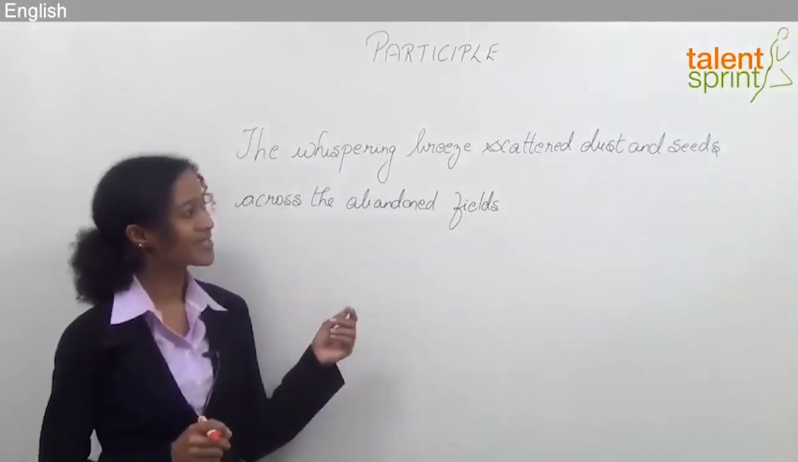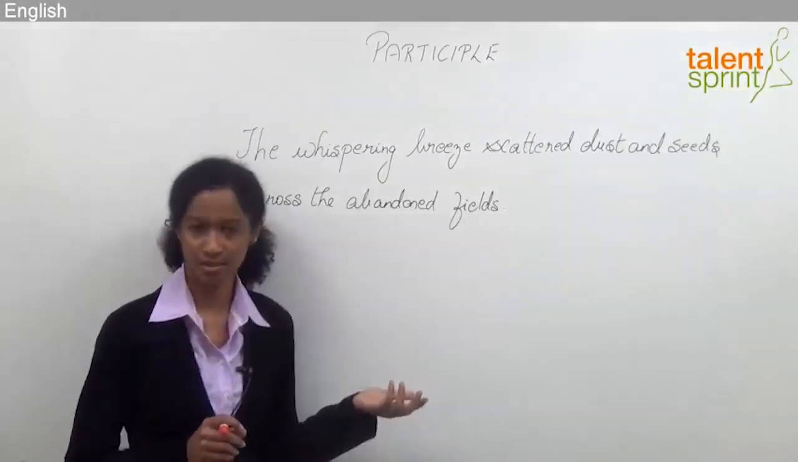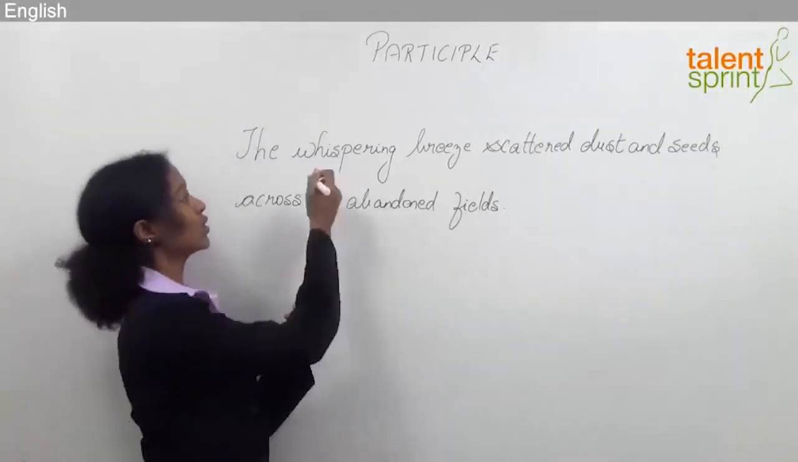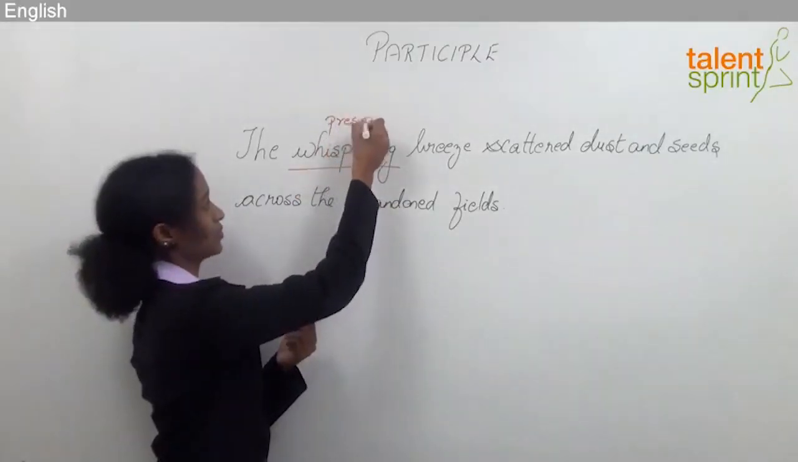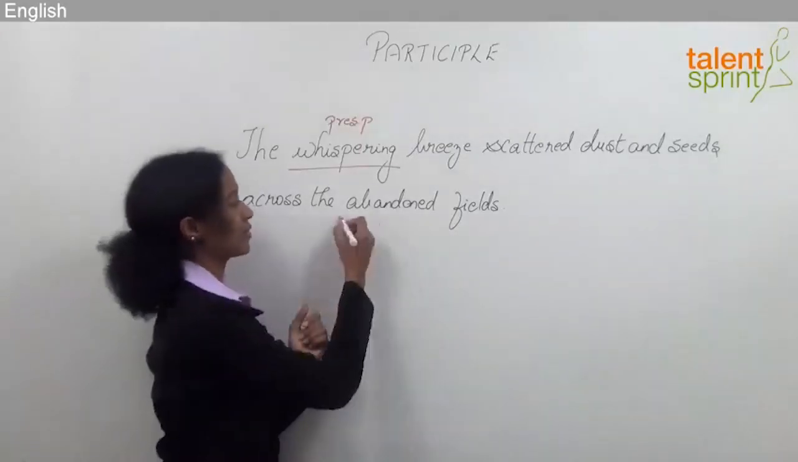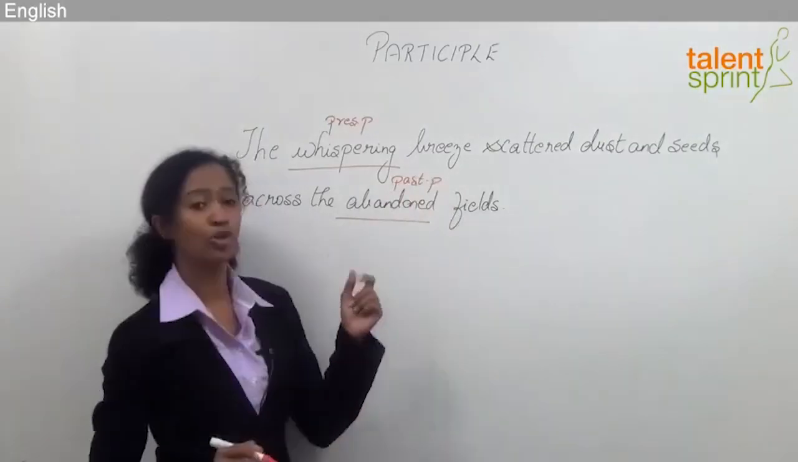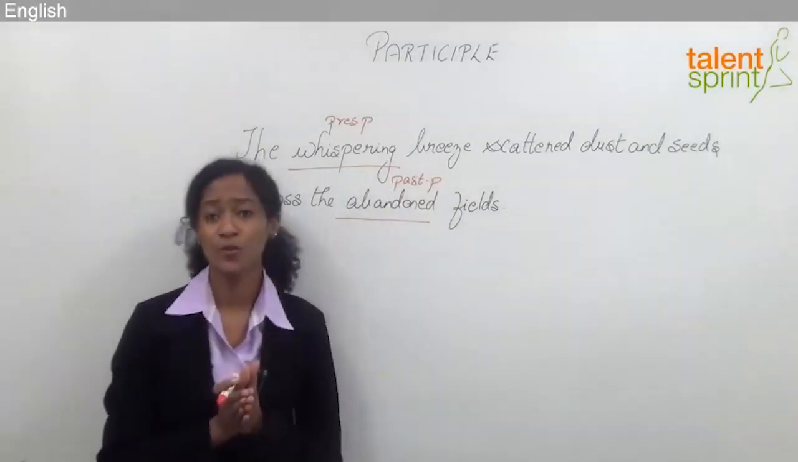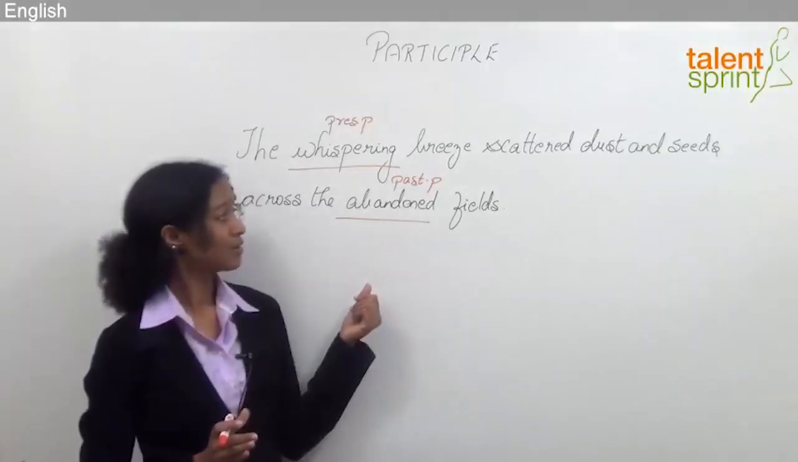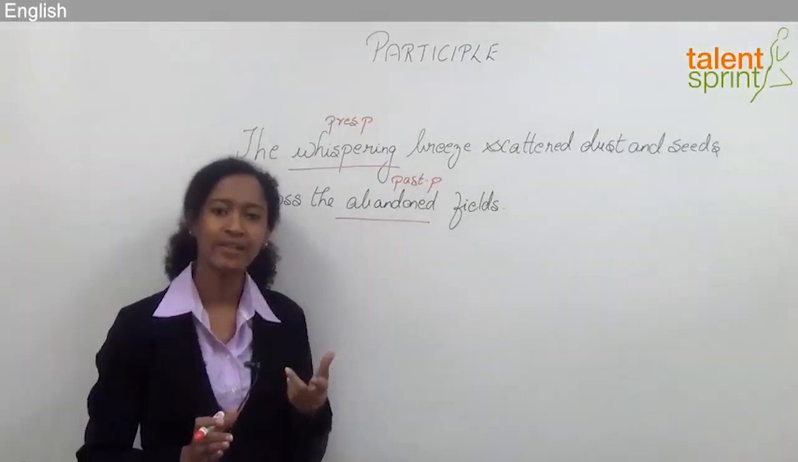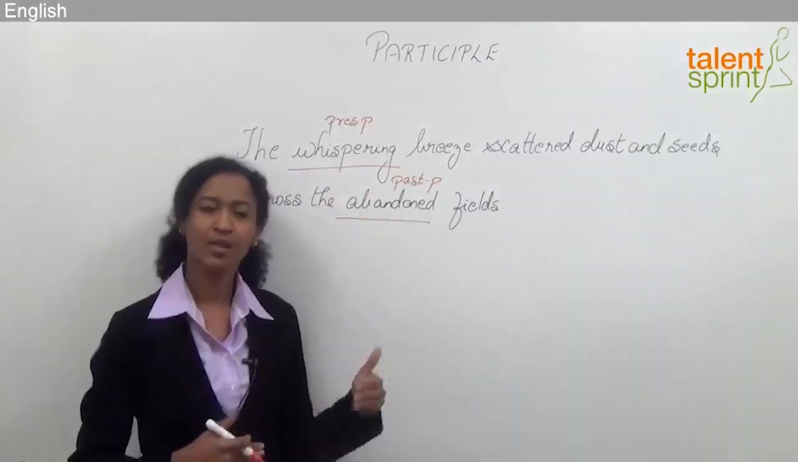The whispering breeze scattered dust and seeds across the abandoned fields. Now, here, whispering acts as my present participle and abandoned acts as my past participle. Normally the present participle is formed by adding -ing to the verb, whereas for the past participle you add -ed if it's a regular verb. Now, we're going to understand these forms even better.